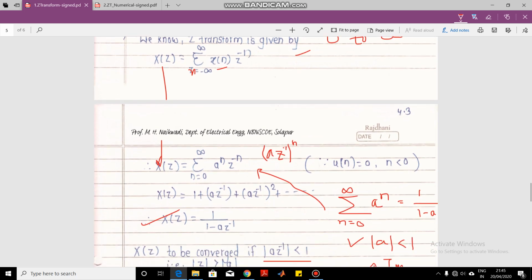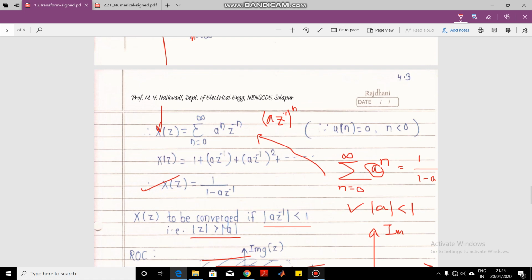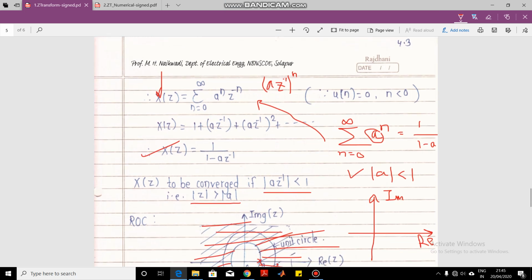Now how to solve the summation? We have the formula: summation n equal to 0 to infinity a raised to n is given by 1 upon 1 minus a. This a can be anything. Here in this case our a is a z raised to minus 1, raised to n. You can also write this equation as summation n equal to 0 to infinity x raised to n is equal to 1 upon 1 minus x. So our x is a z raised to minus 1. So we get this equation, 1 upon 1 minus a z raised to minus 1.